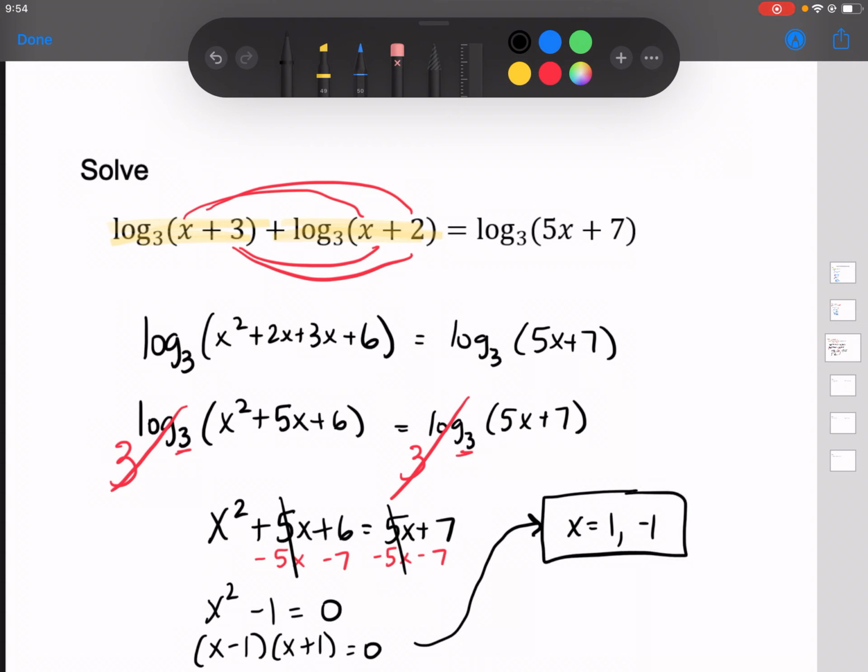Let's check to see if either one of these are extraneous. So I'm just going to go argument by argument. So for the first one, I have 1 plus 3, so that's positive. The next one's 1 plus 2, that's also positive. 5 times 1 plus 7 will also be positive. So 1 works. Negative 1 plus 3 is positive, negative 1 plus 2 is positive, and so is 5 times negative 1 plus 7. So both of those actually end up working.